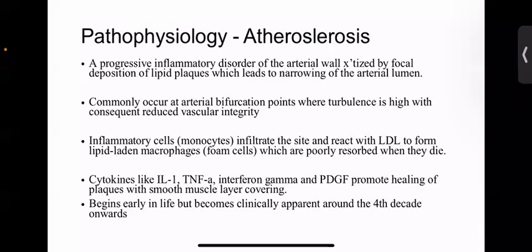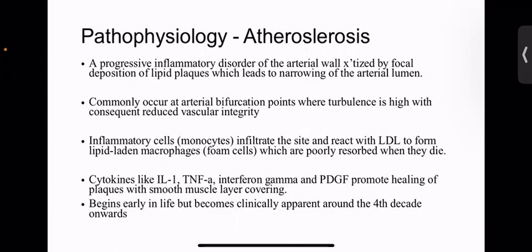Commonly, it occurs at the arterial bifurcation points or arterial branch points, where generally the blood flow is high. As a result of that, there's an overall increased shear mechanical stress in these points of the arterial vascular tree. So the presence of this, coupled with ongoing and poorly controlled risk factors like smoking and the metabolic syndrome, leads to endothelial damage.